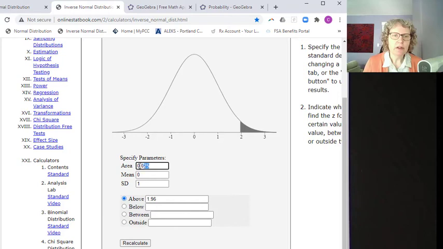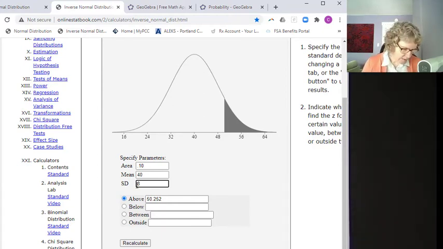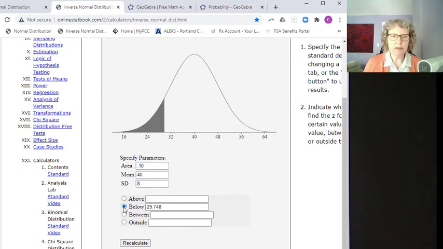So for this one, we need to put in our area or probability first. So we're trying to find the lowest 10%, so I'm going to put in 0.10. And then we put in our mean and our standard deviation, so this is 40 and 8. And if it's a percentile, we always want to go to the left. In this case, it says lowest 10%, so that tells me I'm going to go below. And then this one's a little different because it puts the answer right here.